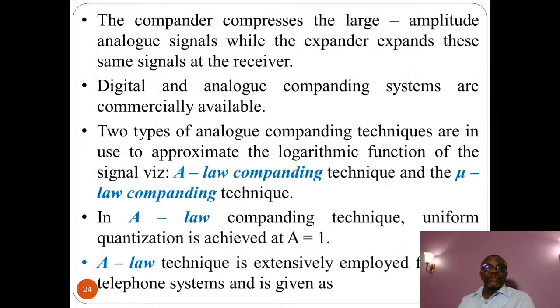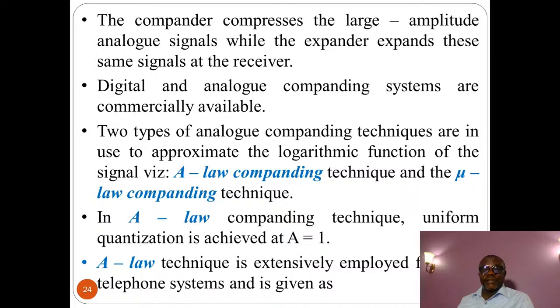We have said that. So the compressor compresses the large amplitude analog signal while the expander expands this same signal at the receiving end. That is, you compress when you're transmitting, and at the receiving end, you expand. Digital and analog compounding systems are commercially available. Two types of analog compounding techniques are in use to approximate the logarithmic function of the signal, and they are the A-law compounding technique and the mu-law compounding technique.